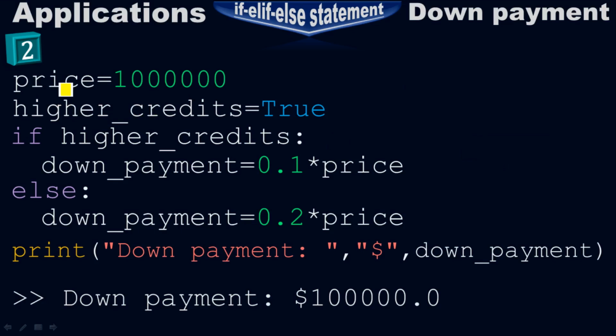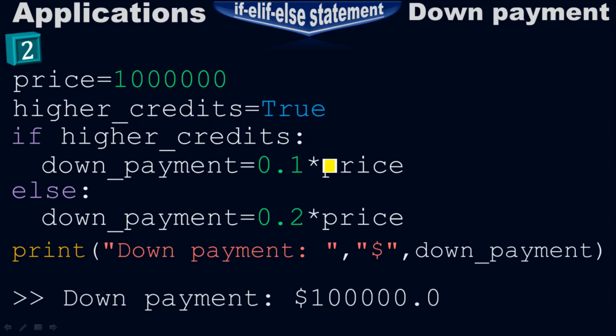Look, price is the variable. It is the price of the Lamborghini. We have two variables here. One is the price and the other is the high credits. Price is the price of the Lamborghini, which is $1 million. And high credits are the credits of the buyers. High credits equals true, which means that the buyer has good credits.